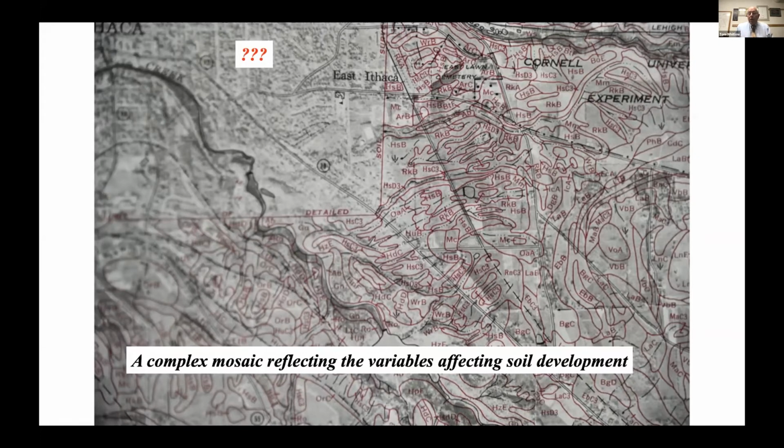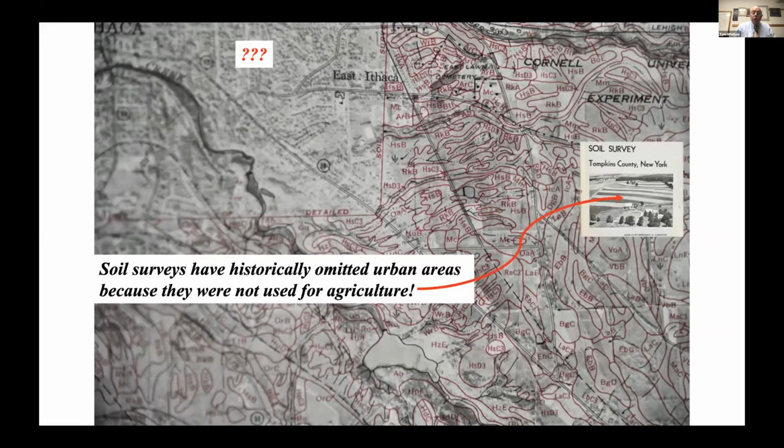Now, recently Los Angeles has had the foresight to start categorizing and mapping some of the soils within the urban area, and that's a good thing. That's a very innovative sign of progress. But historically, that's not what soil surveys actually looked at. Soil surveys historically omitted urban areas because the emphasis was really on agriculture. Even on the front of the Tompkins County Soil Survey, you see this contour plowing with alternating bands of cover crop and plowed land.